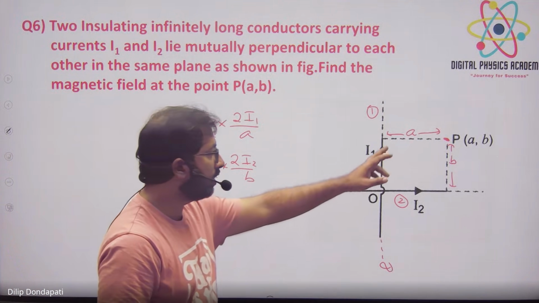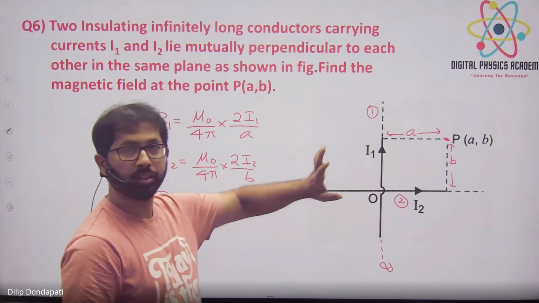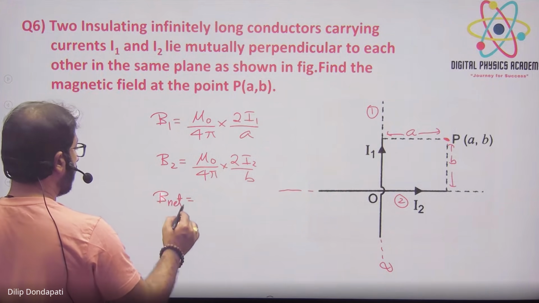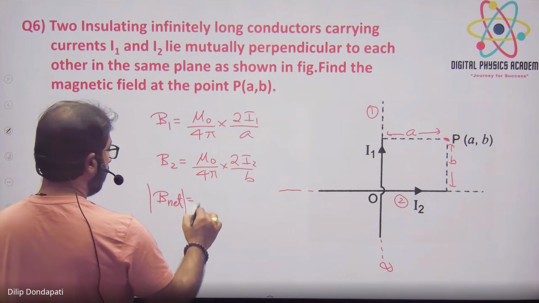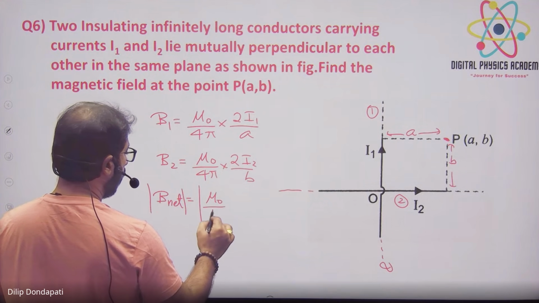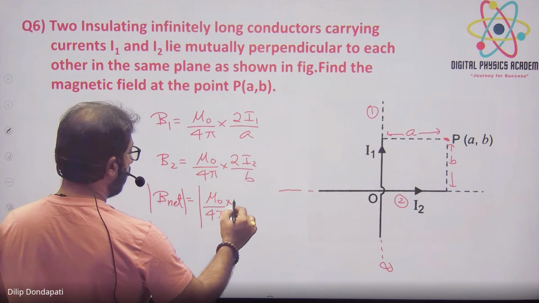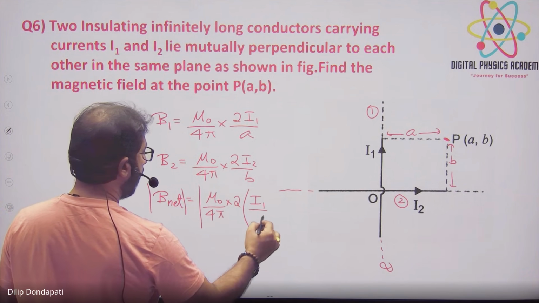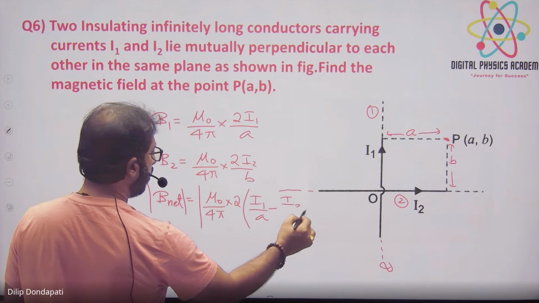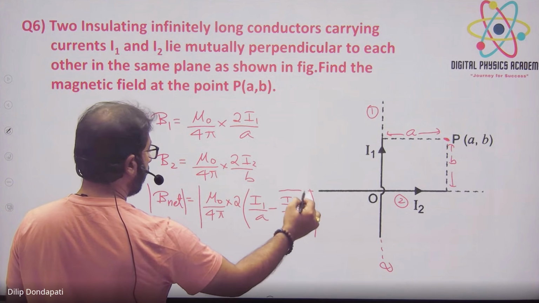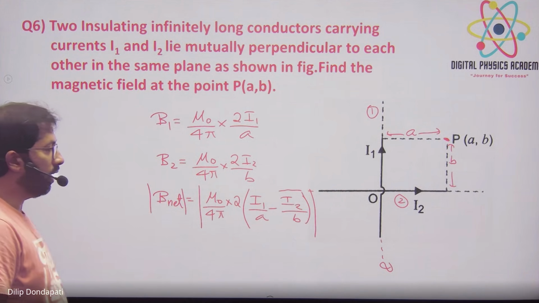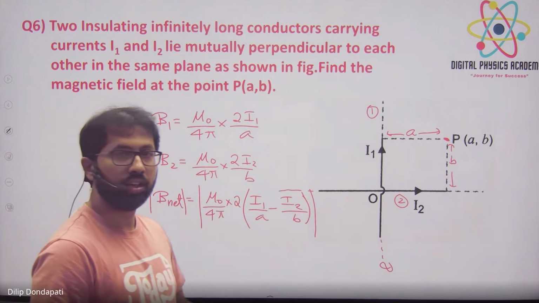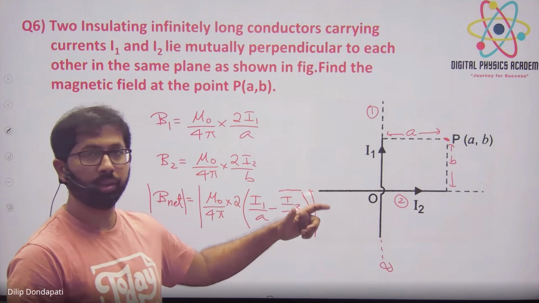We don't know which one is higher, right? Bigger minus smaller करने का. That's why we are putting the magnitude. Mod लगा रहे हैं, mod लगा के mu naught by 4 pi into 2 कॉमन लेके I1 by A minus I2 by B. Okay, so mod क्यों लगा रहे हैं? Because it can be anything. Values दिया तो we can know which one is smaller, which one is bigger बोल के.